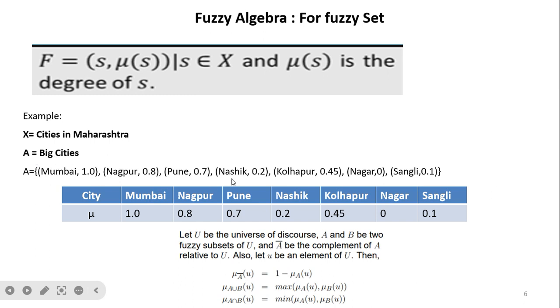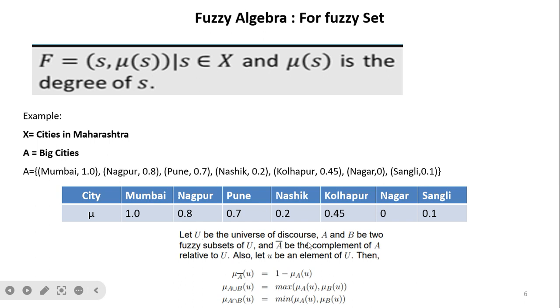For example, cities in Maharashtra we are considering, and here A's criteria is big cities. So when we take this, Mumbai is 1.0 because Mumbai is a metropolitan city. So this membership value is 1.0. So all cities will be included with a particular membership value. After that, Nagpur with 0.8, and Nagar and Sangli with 0 and 0.1. So here we can say that Nagar is not associated with big cities because the membership value is 0. So in this way we are representing the fuzzy set in which all elements come with the membership value.